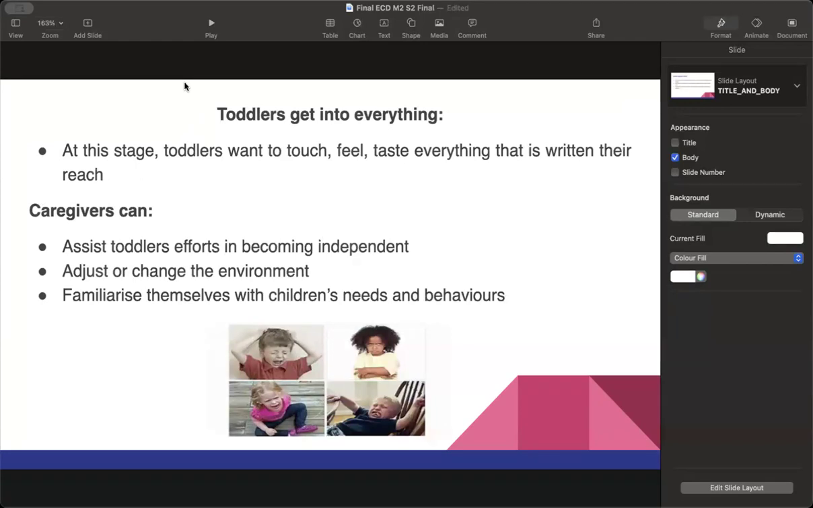Toddlers Get Into Everything? Okay, toddlers get into everything. Caregivers can assist toddlers' efforts to familiarize themselves with children's needs and behaviors.